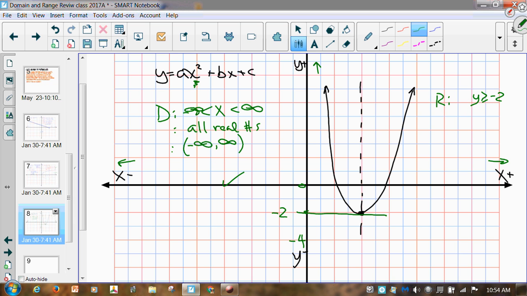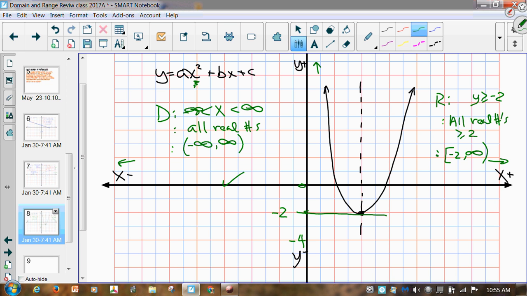And verbally, we could say that it's all real numbers greater than or equal to -2. We could write that out in words. And in interval notation, we would say, whoops, let me back up just a second there. Because the value of -2 is included, we would have a hard bracket at -2, and we would say we're heading for infinity in the positive y direction. That would be three different ways to list the range for that equation.